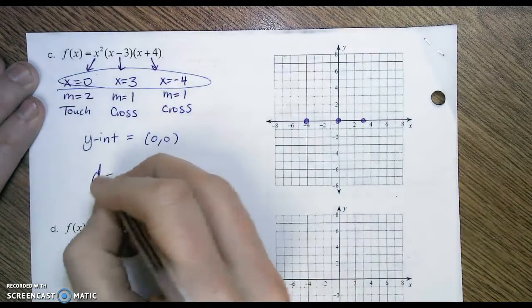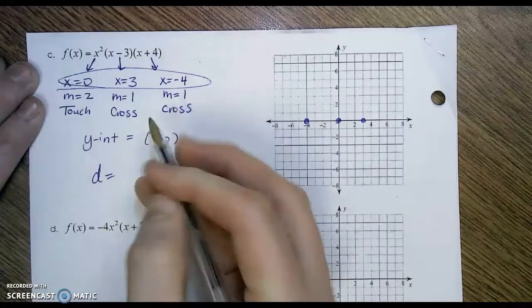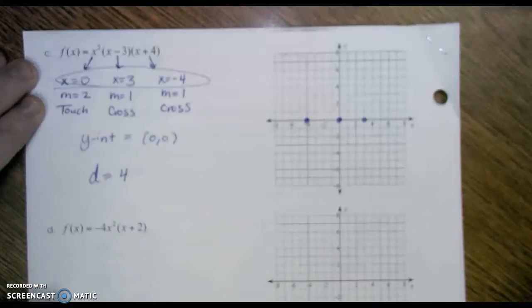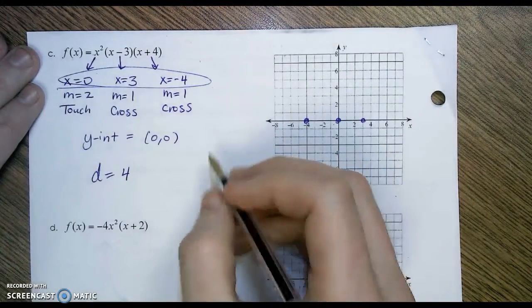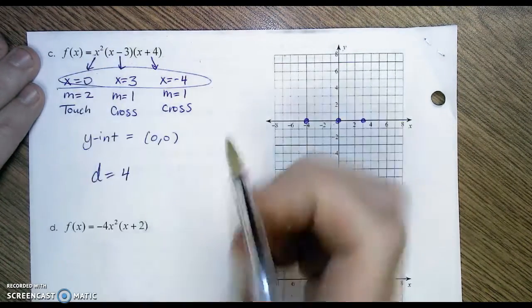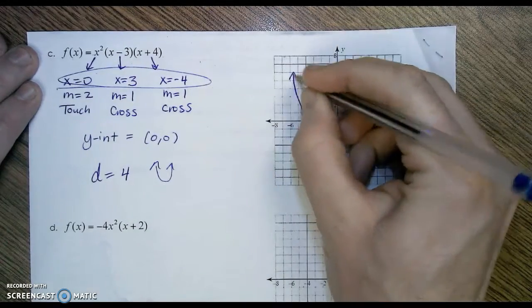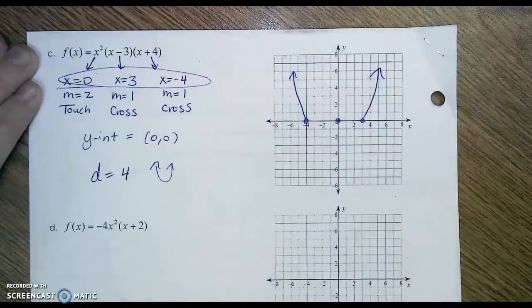Let's look for our degree. You can add your multiplicities together, we get degree 4, or add the exponents together, and you get degree 4, which means it's going to end like a parabola. And it's positive in front, so I know it's going to end up, up. So I can go ahead and put arrows up and up on the ends.